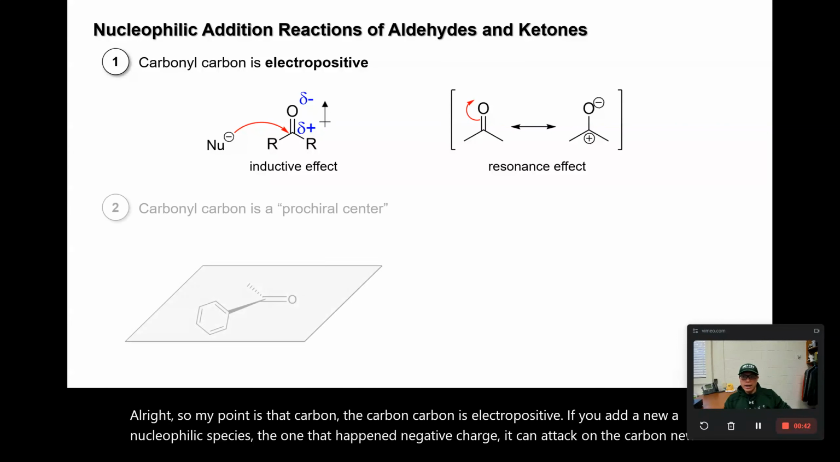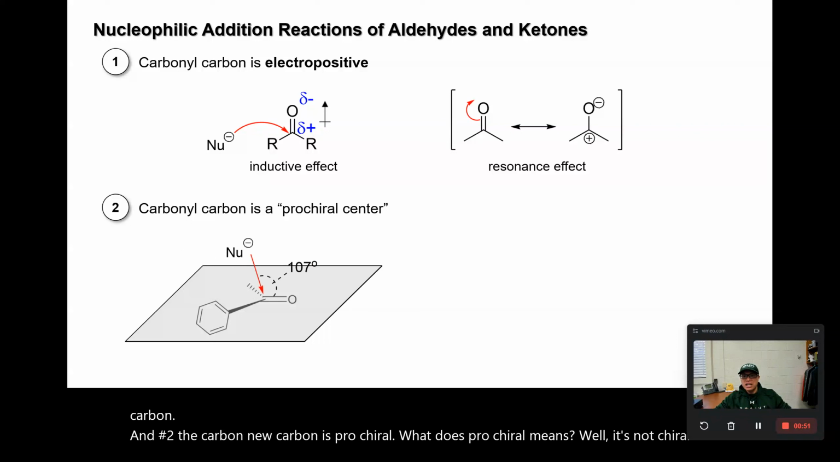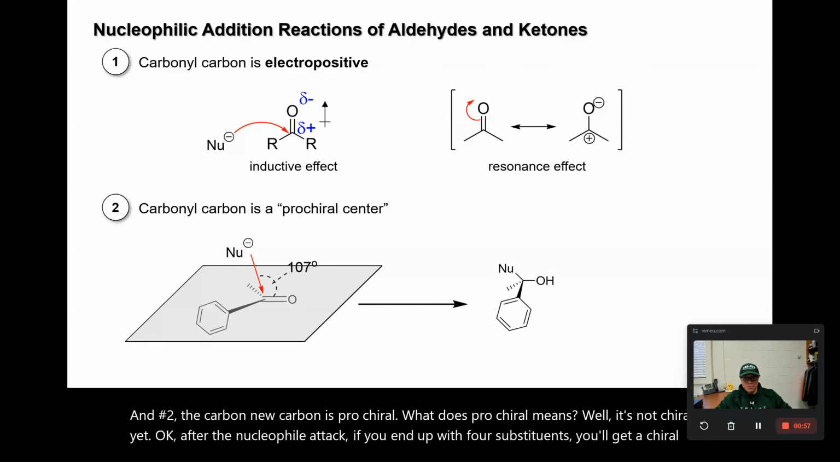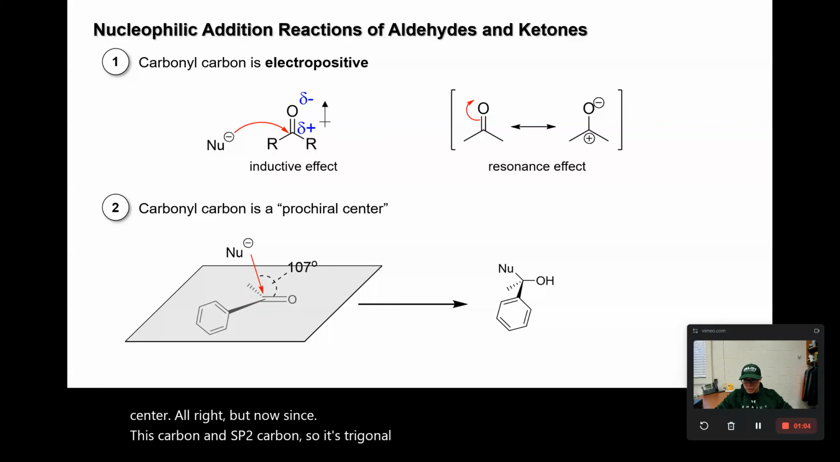And number two, the carbonyl carbon is prochiral. What does prochiral mean? Well, it's not chiral yet. After the nucleophile attacks, if you end up with four substituents, you'll get a chiral center. But since this is an sp2 carbon, it's trigonal planar, you can see it's flat. I'm trying to draw it flat right here.